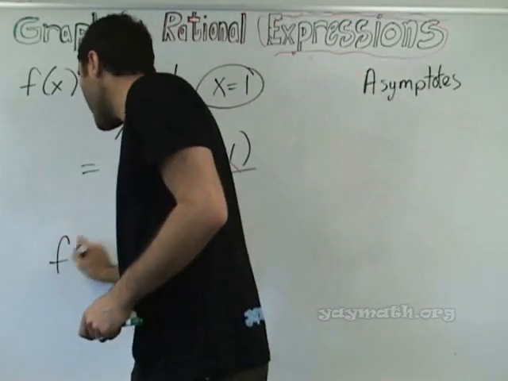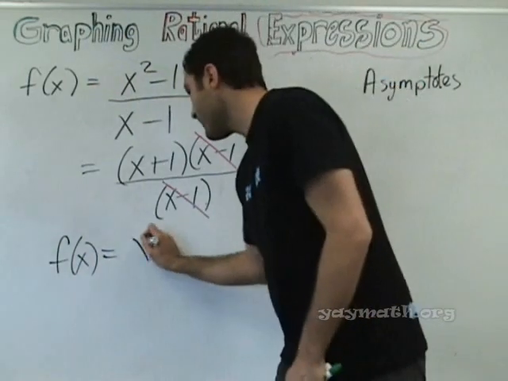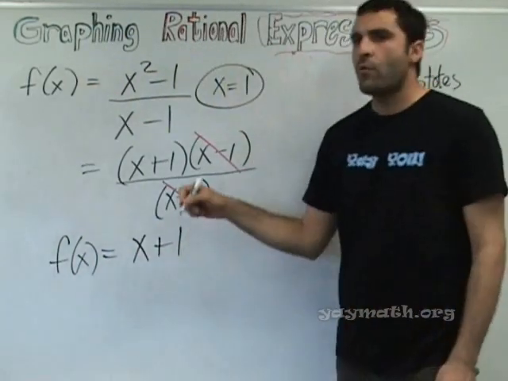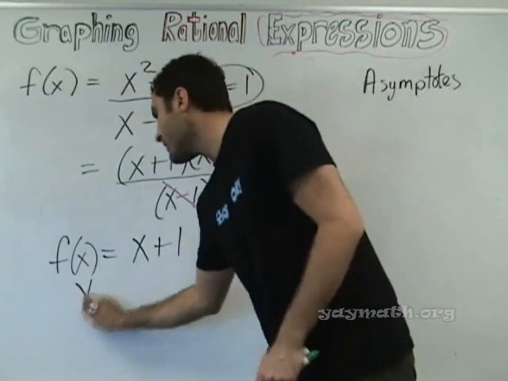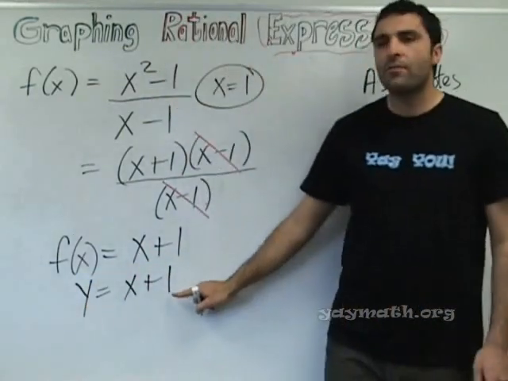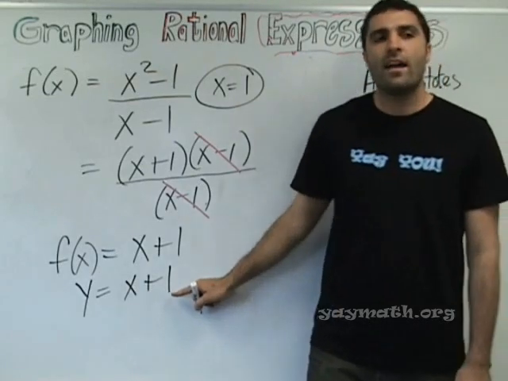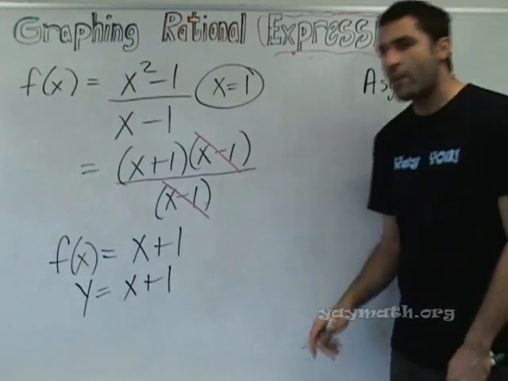So here, don't we have f of x equals x plus 1? Now, isn't f of x like saying y? So I'm going to write y equals x plus 1. Can anyone recall what type of graph this is? It's a line. It's a slanted line, right? Let's go ahead and graph this.